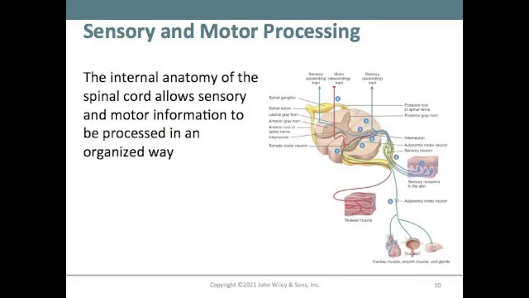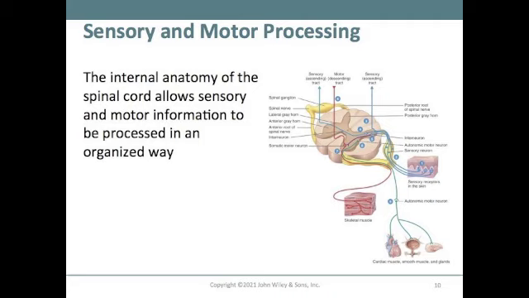So sensory and motor processing. The internal anatomy of the spinal cord allows sensory and motor information to be processed in an organized way. So if you remember back to, I think it was chapter 1, maybe chapter 4. Remember, we skipped chapter 2 and 3. It's one of the early chapters, but remember we talked about a feedback loop, and your book doesn't say it directly, but when I look at this figure here, it reminds me certainly of a feedback loop. So you can follow the numbers here.